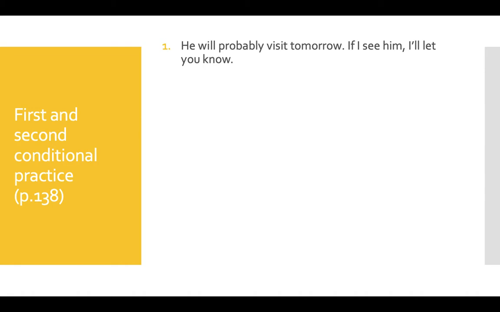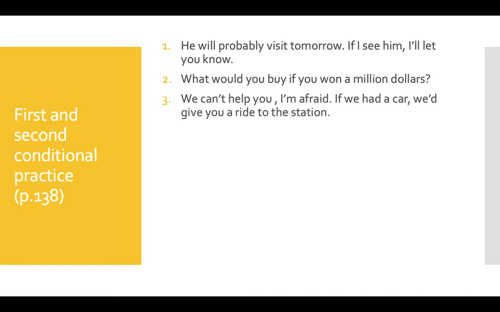Second one, this is definitely an imaginary situation. So what would you buy if you won $1 million? We all want this to become a reality. Number 3, we can help you, I'm afraid, if... in reality we cannot help you. So we are going to talk about the opposite of the present moment. So you will use the second conditional. If we had a car, we'd give you a ride. So apostrophe D here, okay, is the contraction for would.